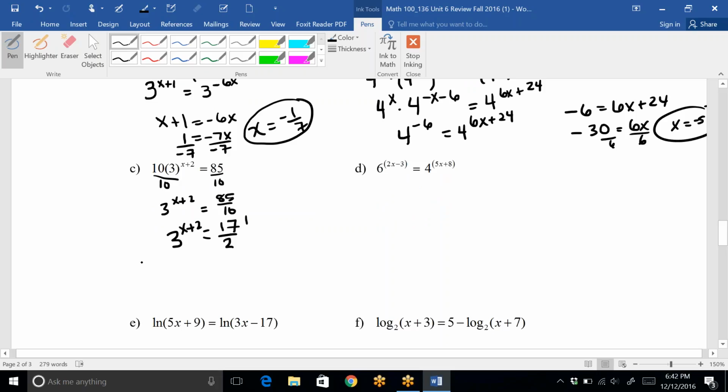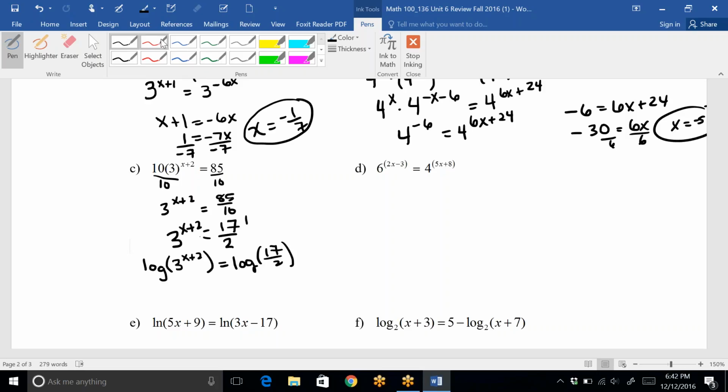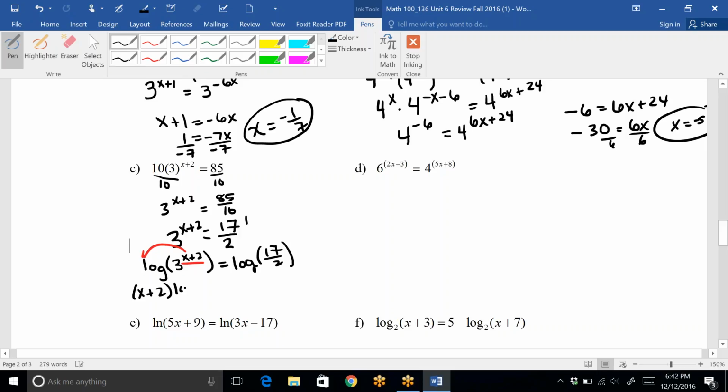So what we have to do is incorporate a log. Now the typical thing to do is to just take a log of both sides. That is legal as long as you use the same log base. So I'm using just generic log, which is base 10. On this side right here, we now have this power up here that can be brought to the front. Remember, that's our rule about logs. So that's a property. So now I have x plus 2 times log 3 equals log of 17 over 2.